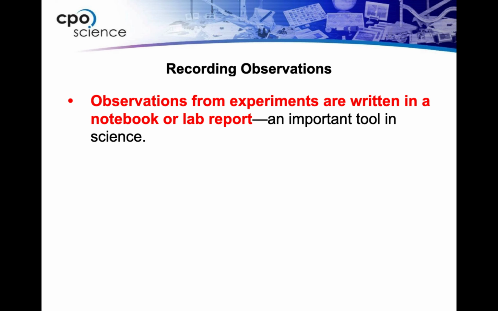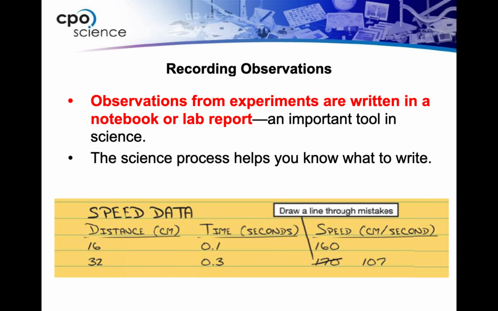When we record observations, we do that in a notebook or a lab report. We use scientific notebooks or we use lab reports in class, and it's just you having a written record of that experiment. The scientific process helps you know what to write, and we're going to go through that in the next chapter. This is an example of a data table, so this would be me writing data down. Actually, when we do data tables, if you make an error, we never erase it. You just draw a line through it. That was that person's way of saying, I made a mistake, but here it is. So mistakes are okay in lab notebooks. It's just nice because now I can see what's there.